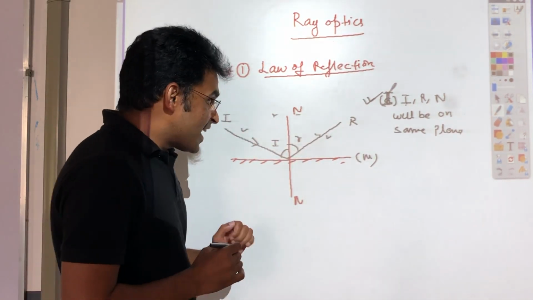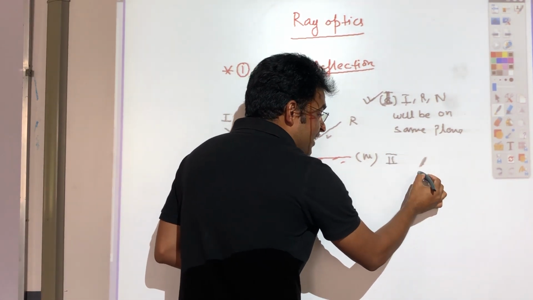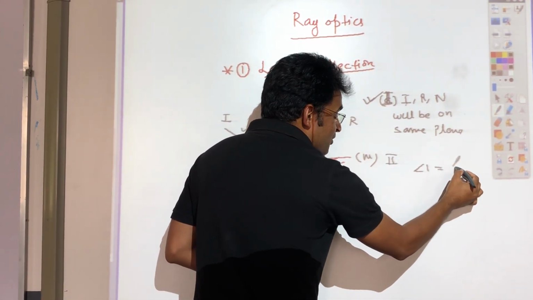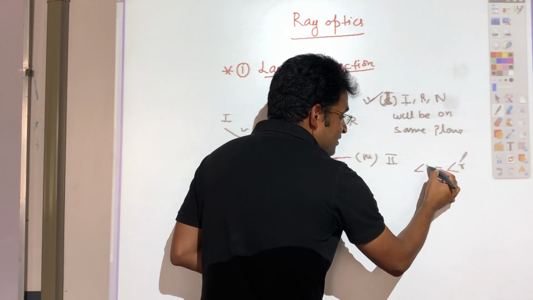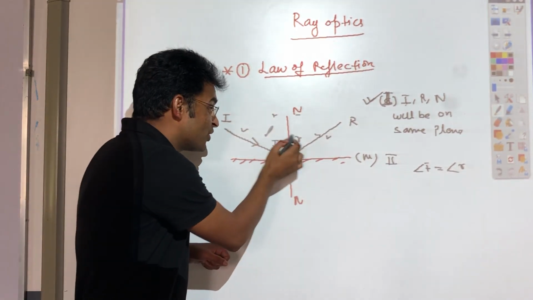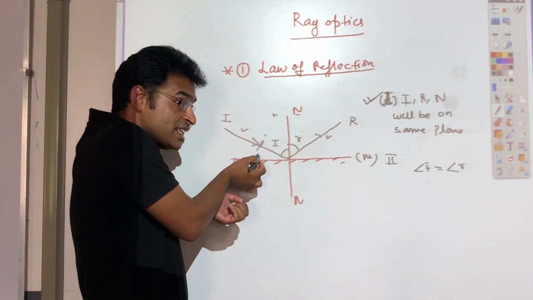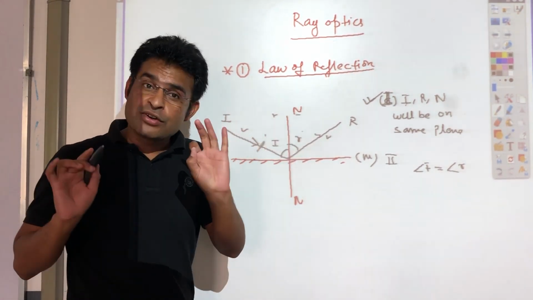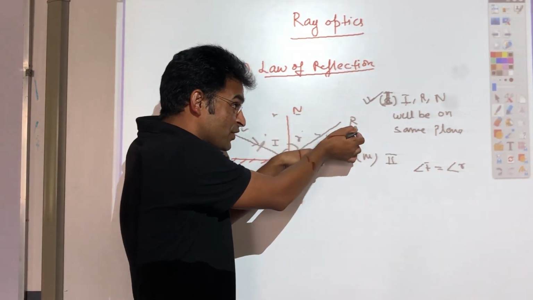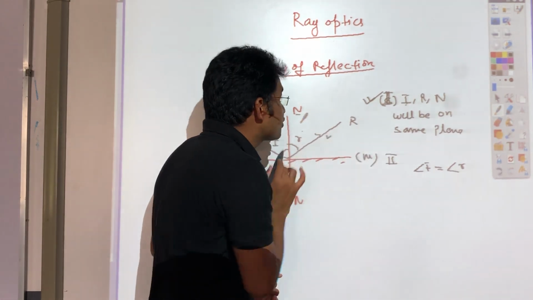Now what is the second law? The second law is angle i is equal to angle r. This i is equal to r, meaning angle of incidence is equal to angle of reflection. What is angle of incidence? The angle between the incident ray and the normal is called angle of incidence, and the angle between the reflected ray and the normal is angle of reflection.